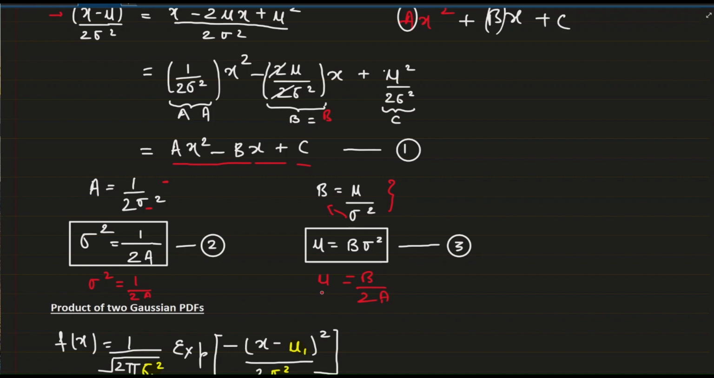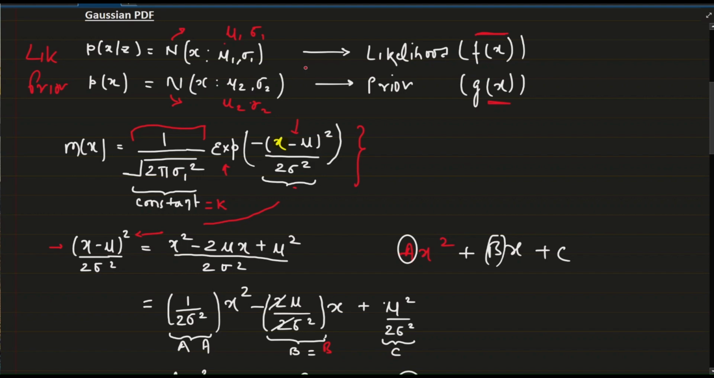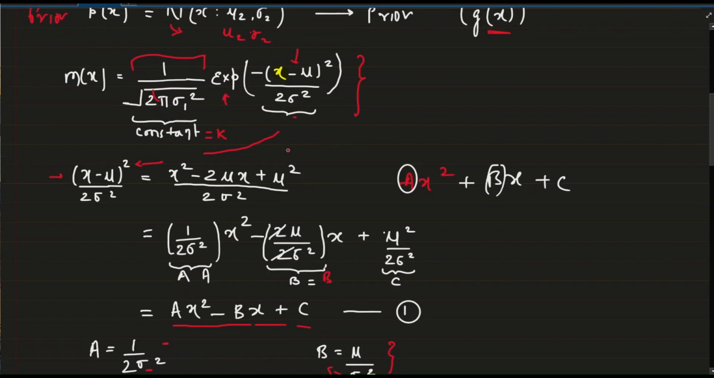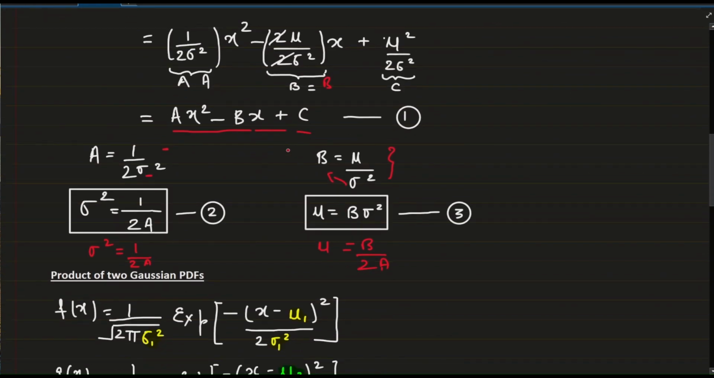There's a reason why we have brought this equation into this form. Just to recap, this first part is just a constant which scales this exponential. We have expanded this expression and got it into quadratic form, and through that quadratic form we have expressed its sigma and mean in terms of the coefficients of this quadratic equation.